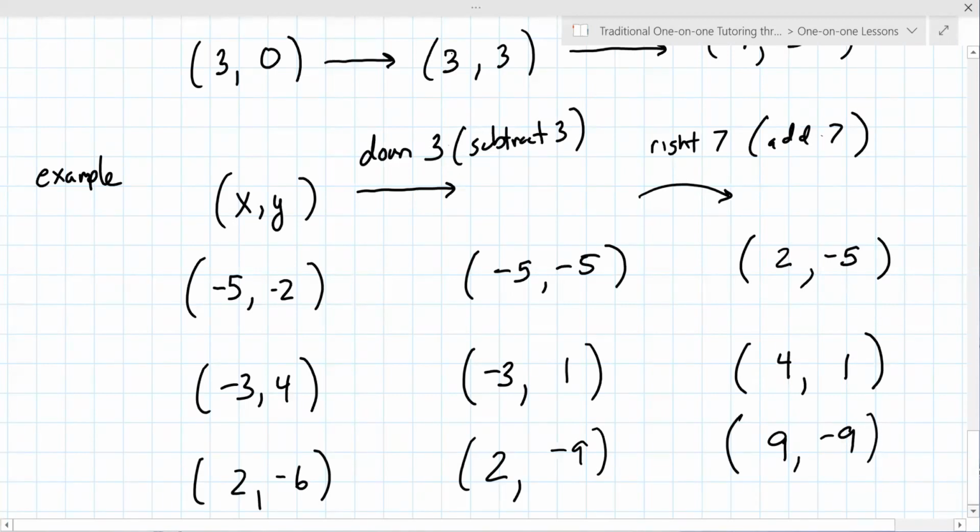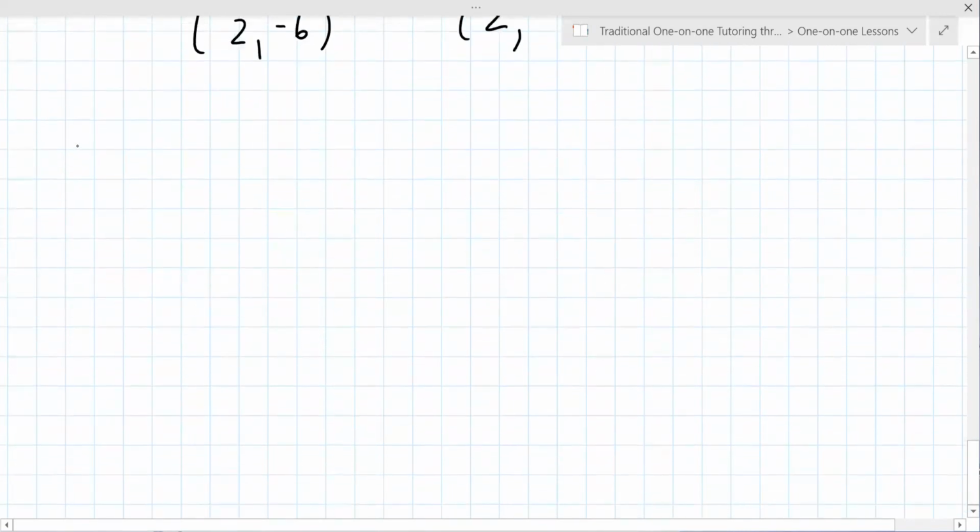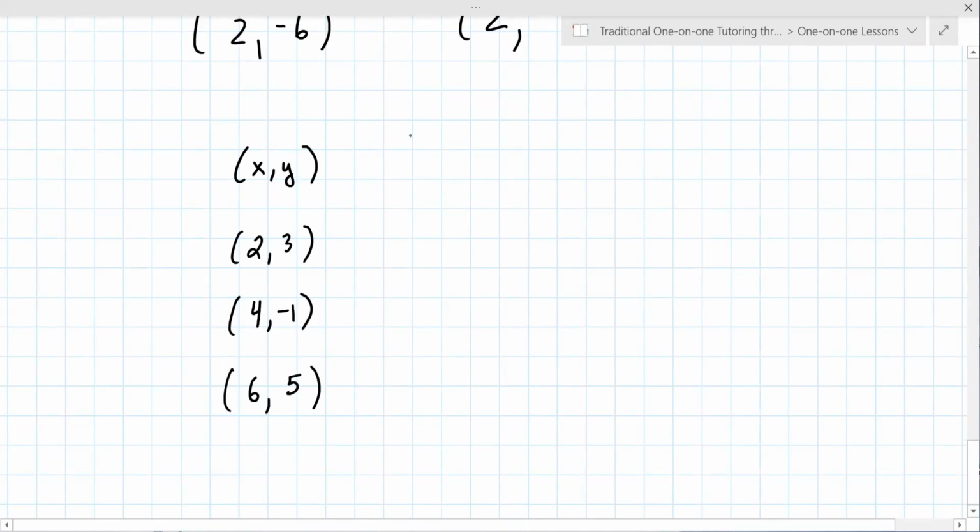All right, so we're going to make this a little bit simpler, but we're going to have you try one on your own now. So I'm going to give you some ordered pairs. Let's go 2, 3, 4, -1, 6, +5. And I want you to go down 2 on this one, just down 2.